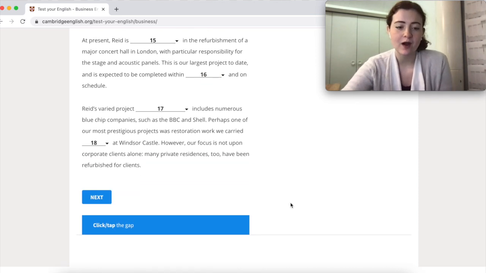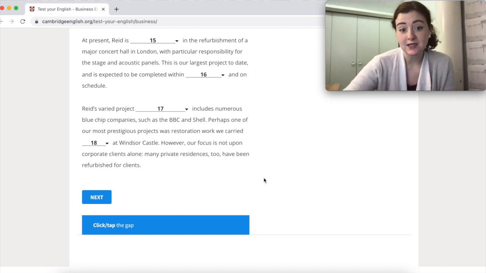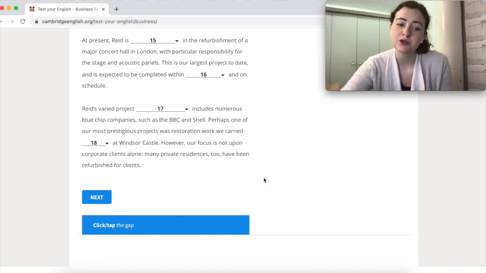The next paragraph. Reed's varied project blank includes numerous blue chip companies, such as the BBC and Shell. Perhaps one of the most prestigious projects was restoration work we carried blank at Windsor Castle. However, our focus is not upon corporate clients alone. Many private residences, too, have been refurbished for clients.